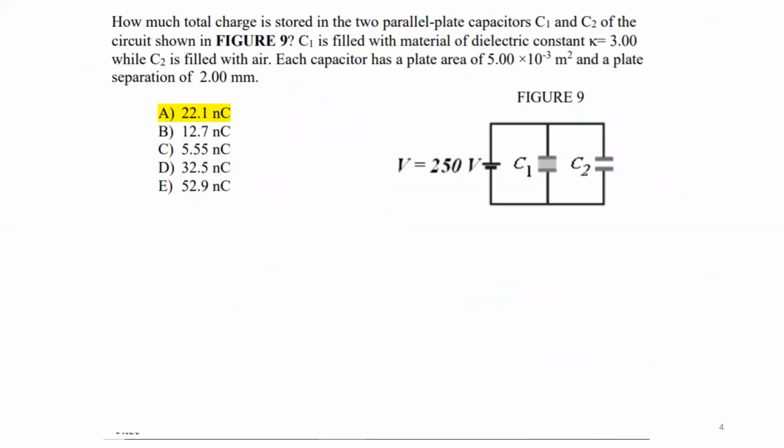So read the problem very carefully. What do we have here? How much total energy is stored in the 2 parallel plate capacitors, C1 and C2, of the circuit shown in figure 9? So you see here, I apply a voltage V, which is 250 volt across C1 here, as you can see, and C2. I did not give you directly C1 and C2, but you can calculate them easily. Okay. Again, the question is how much total energy is stored?